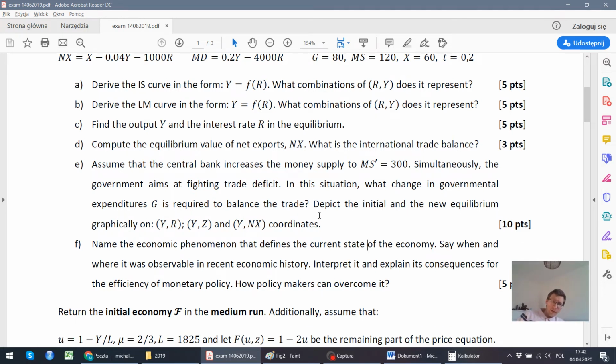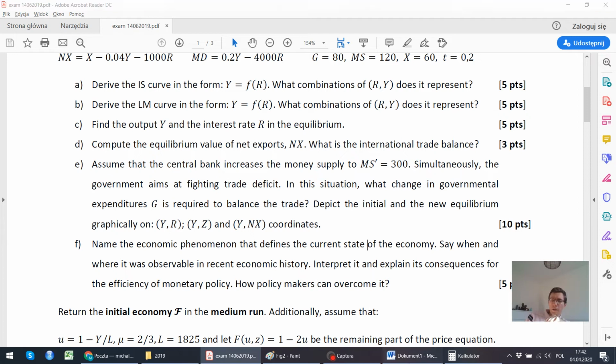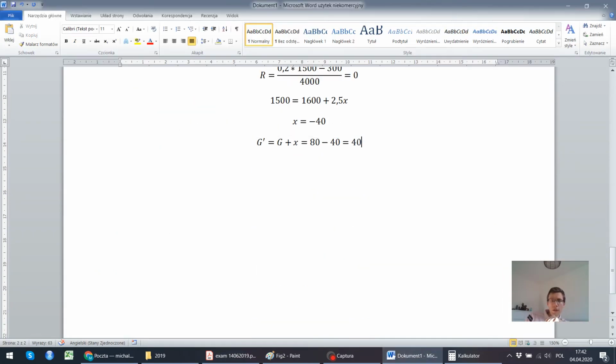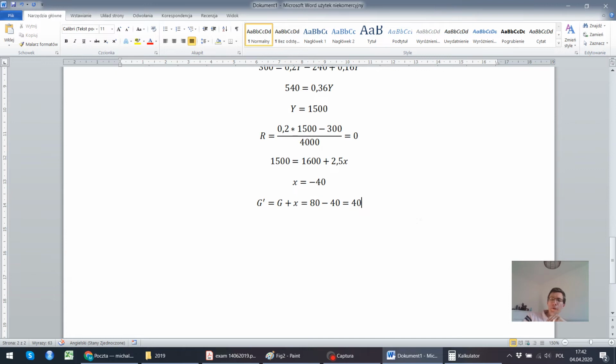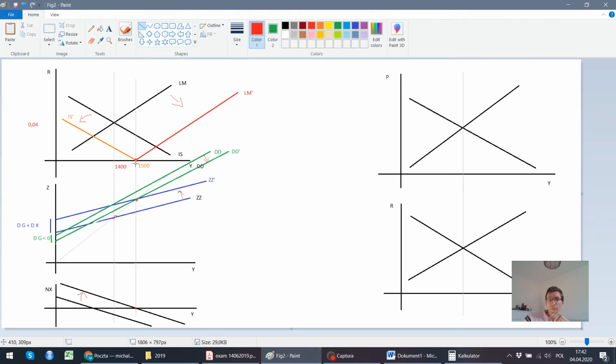Now, the next point. Name the economic phenomenon that defines the current state of the economy. Because the state of the economy is not a random one. You see something very strange that happened to our economy. The interest rate went down to 0, which is something that normally should not happen, but it does happen very often. And nowadays, in many economies, we have zero or even negative interest rates. But we have a specific name for this particular phenomenon.